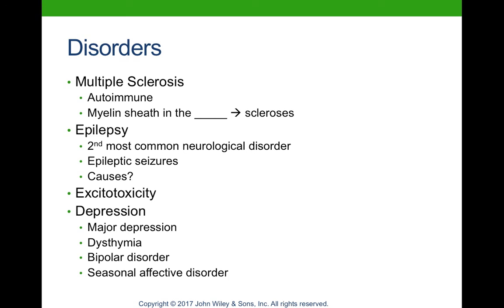Major depression, in which symptoms last more than 2 weeks. Dysthymia, in which people alternate between depression and periods of normal. Bipolar disorder, which is a manic depressive illness with periods of extreme elation, also known as mania. Lastly discussed here is seasonal affective disorder, or SAD, in which depression occurs during winter months. This will conclude Chapter 12, Nervous Tissue.